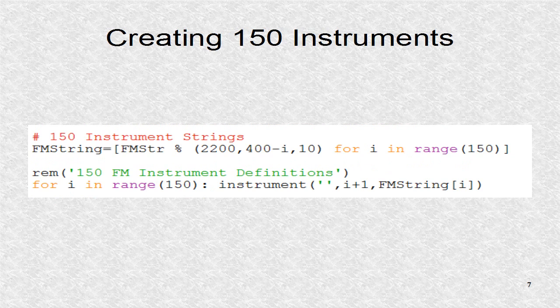7. Now, 150 different but similar instruments are created. The carrier frequency is always 2200 Hz, and the modulating index is always 10. Only the modulating frequency changes from 400 Hz to 251 Hz. Note, in the instrument call an empty string is passed so extra comments are not included on each line in the Csound file. Now, the comment has been moved outside in a room function call.